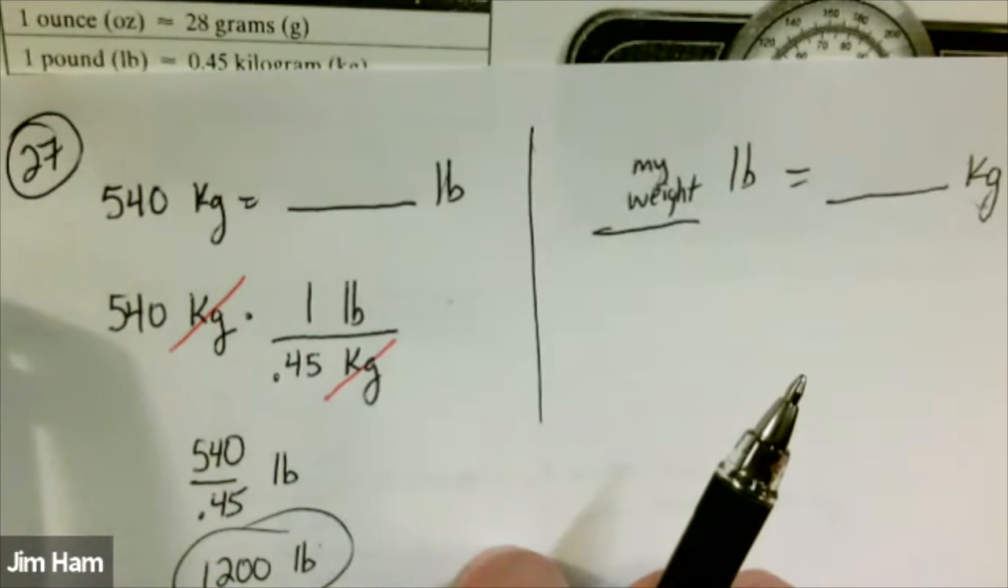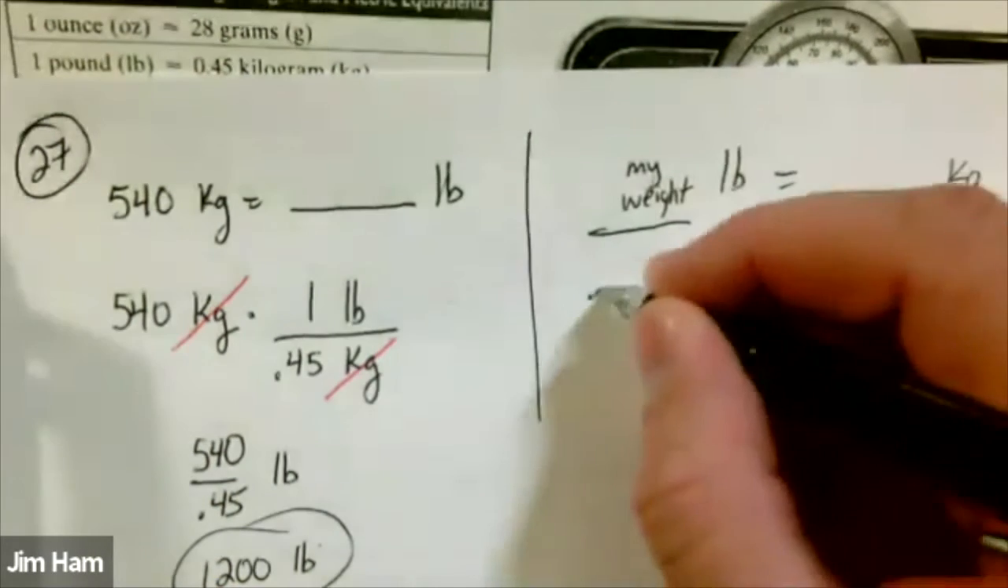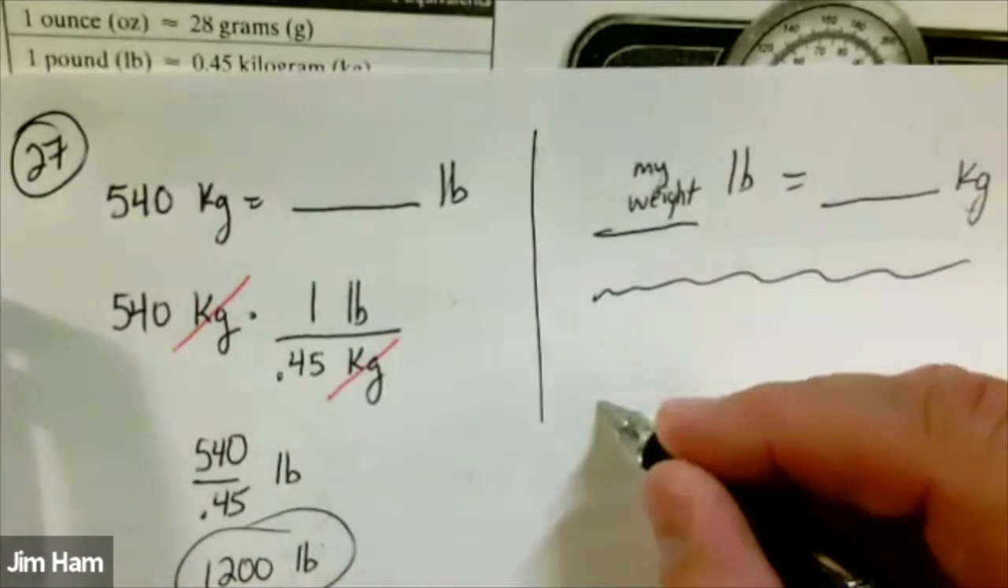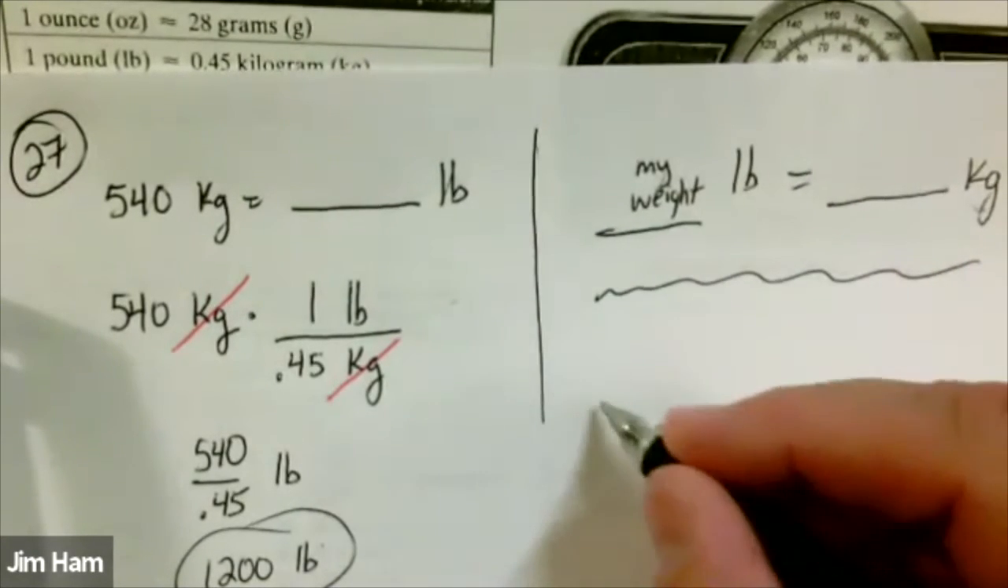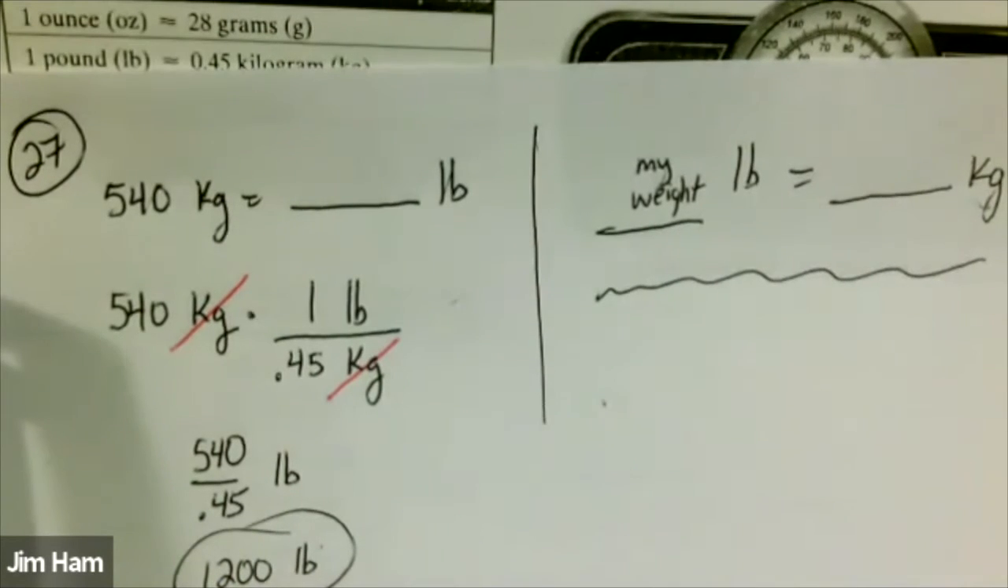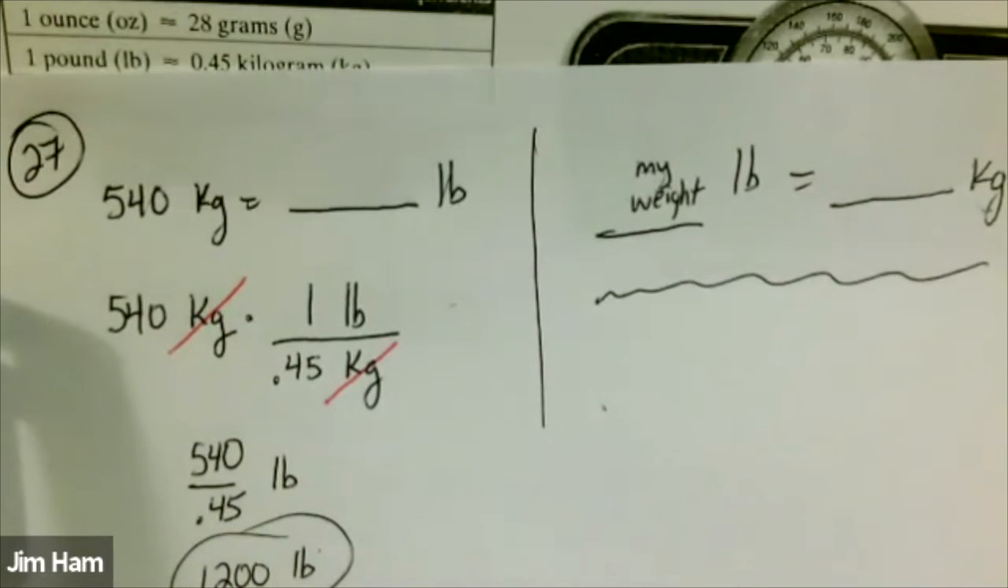Each kilogram is 2.2 pounds. All right, now over in other countries, they measure their heights in meters. So it's not uncommon, when asked how tall they are, for them to say something like 1.7. How tall is someone who's 1.7? The implied unit there is meters.